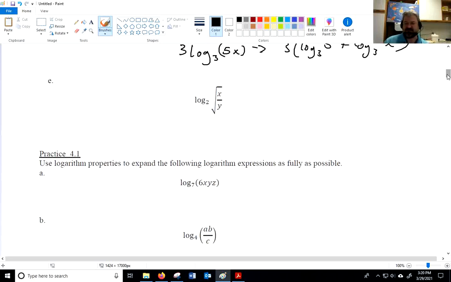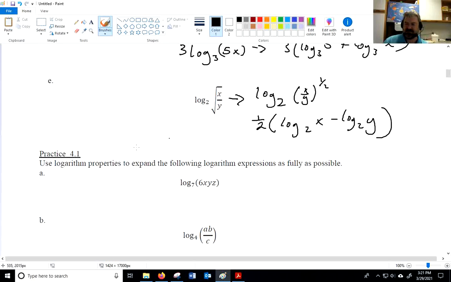All right, the log base 2 of the square root of x over y. Well, first I'm going to realize that that square root is really just an exponent. So this is x over y to the 1/2, which I'll then bring down, and then I'll do the subtracting. Log base 2 of x minus the log base 2 of y. And technically, I don't have to put parentheses around the x because a logarithm expression ends whenever you do a plus or a minus. So it's up to you whether or not you want to use them.